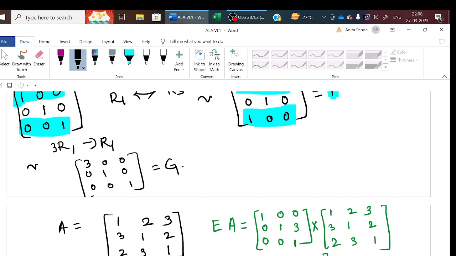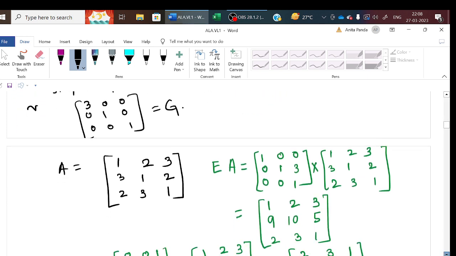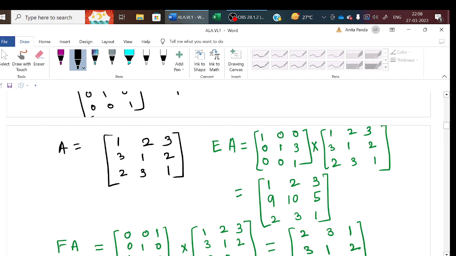If an elementary matrix is multiplied to any given matrix from the left, then the corresponding operation that took place while obtaining that elementary matrix takes place in A. Here, I got E by R2 plus 3 R3 stored in R2. With this operation, I got my E. Now, when E is multiplied from the left on A, what will I get?